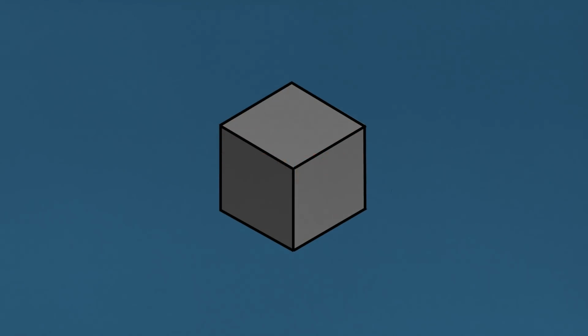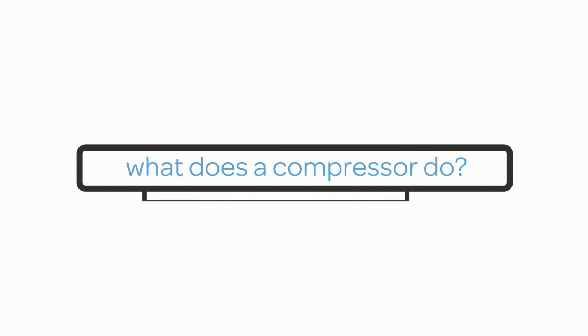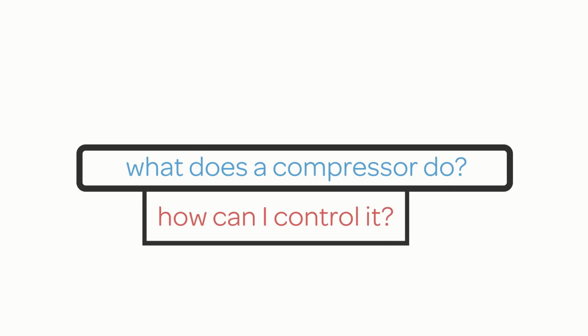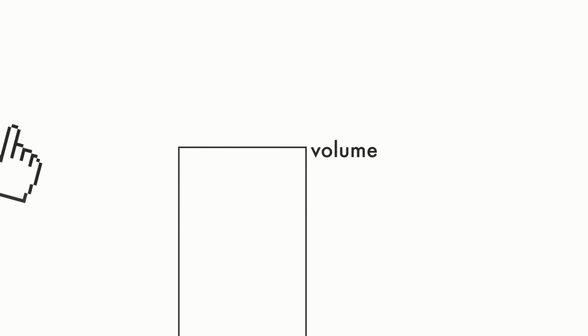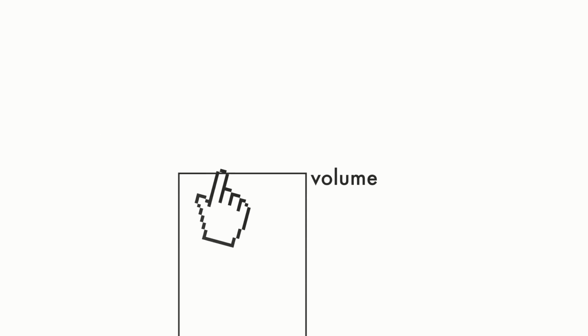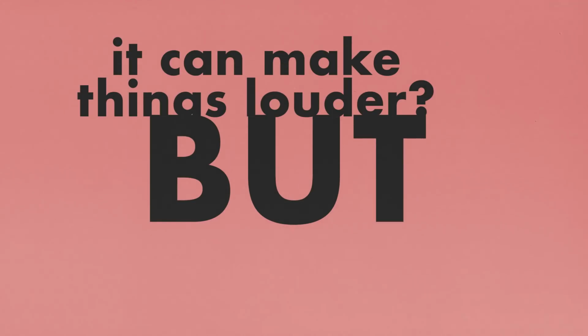Compressors, the black box of audio production. Your signal goes in, stuff happens, then it sounds different. What does a compressor do, and how can you control it? At surface level, a compressor reduces the volume of loud sounds. But very often, a compressor is used to make things louder.